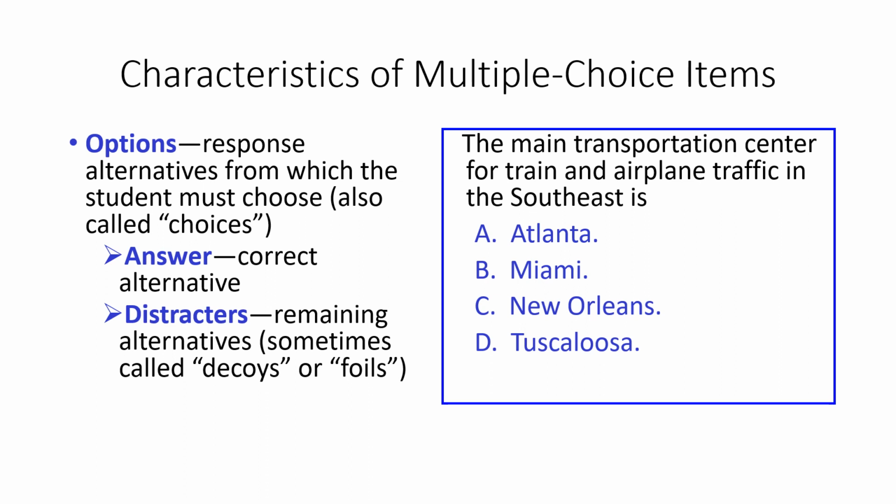The options are the response alternatives from which children have to choose. Sometimes they're called choices. There's the answer, which is the correct alternative, and the distractors. Sometimes these are called decoys or foils. In this example, the options are Atlanta, Miami, New Orleans, and Tuscaloosa.